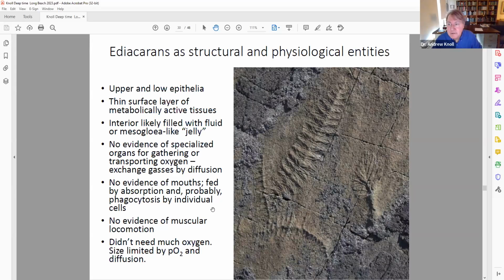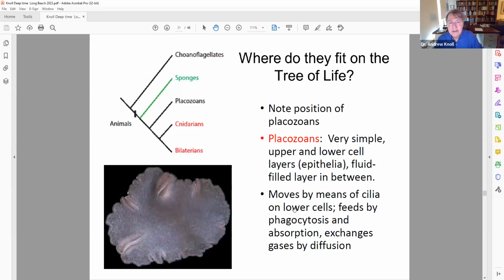There's no evidence of mouths and digestive systems. They fed by absorption of organic molecules and probably by what's called phagocytosis, that is individual cells capturing particulate organic matter. There's no evidence for muscular locomotion in these. And so these are very simple structures, didn't need much oxygen. And in fact, their size and dimensions would have been limited by the requirement that they gained all their oxygen by diffusion. So armed with that, where do those fossils fit on the tree of life?